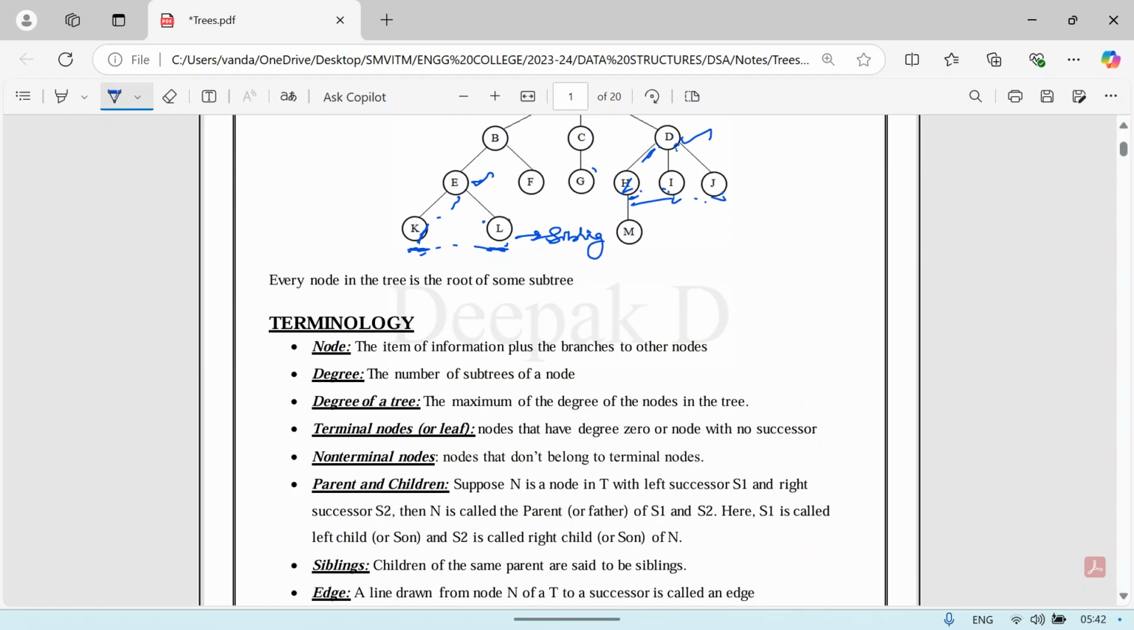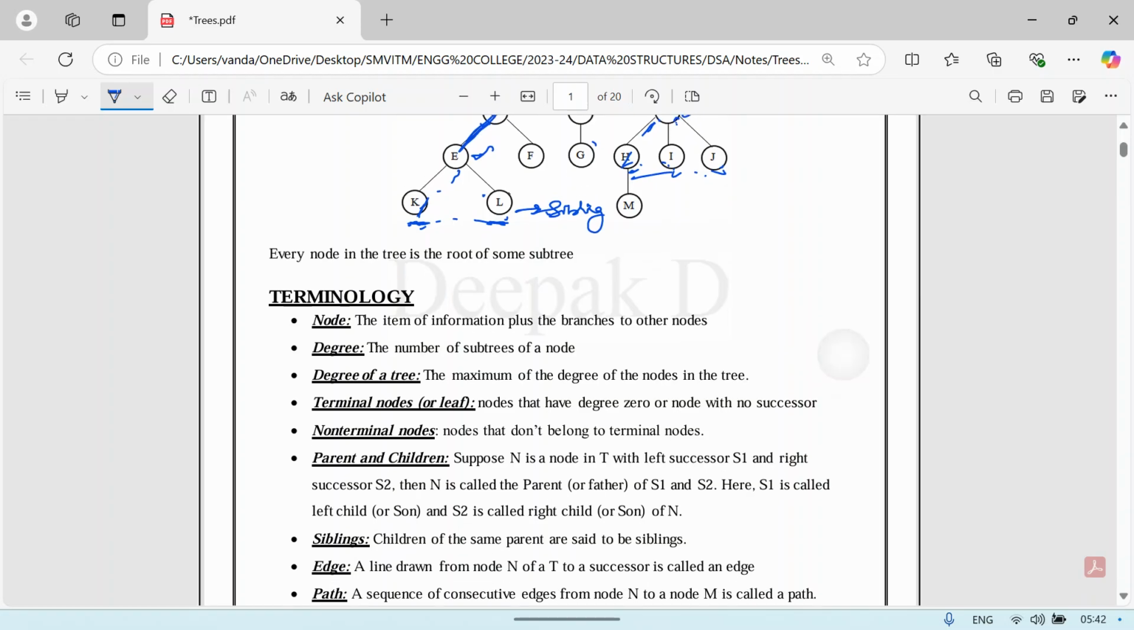Okay, an edge. What is an edge? I told you, these lines. These lines are called edges. The lines that are connecting two different nodes, these are called edges. Okay, path.